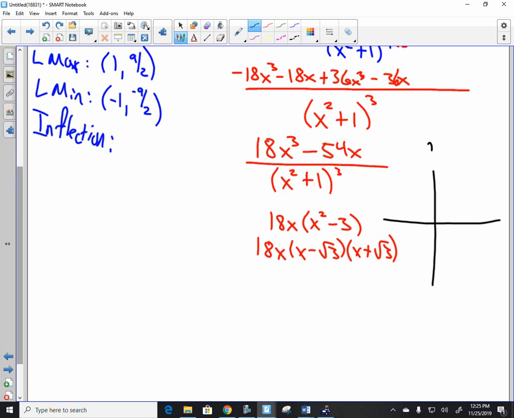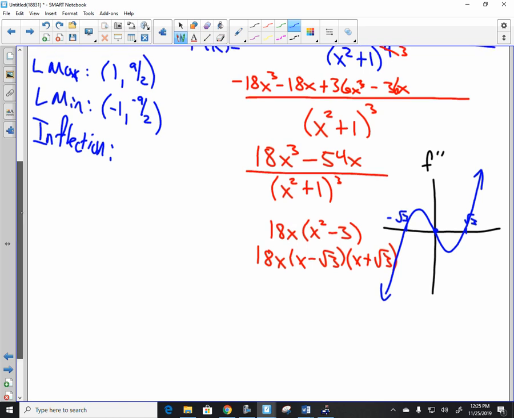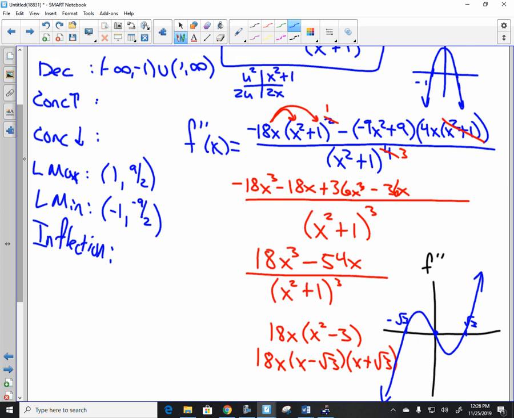So f double prime then is a graph that crosses the negative root of 3, the positive root of 3, and 0. And it's a cubic. So, how do I determine when it's concave up? Where is f double prime positive? From negative root of 3 to 0, union 2.